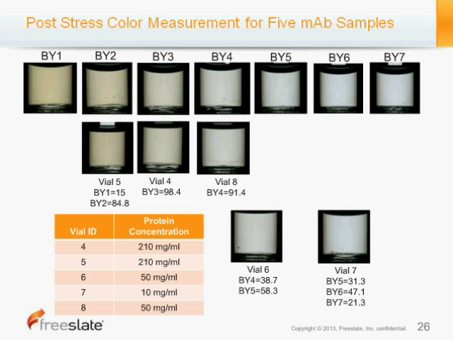If you look at Vial 6 and 7, which are the lower concentration protein formulations, you can see that Vial 6 matched with BY4 and BY5, so the color is somewhere between those 2 standards. And you can see that Vial 7, which was a very, very faint color, matched somewhere in the range of BY5 to BY7.